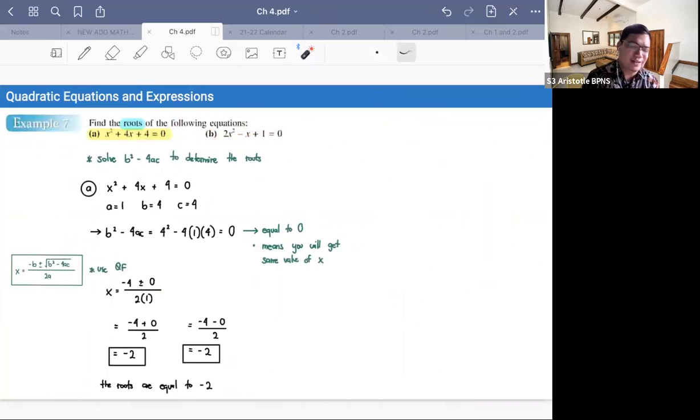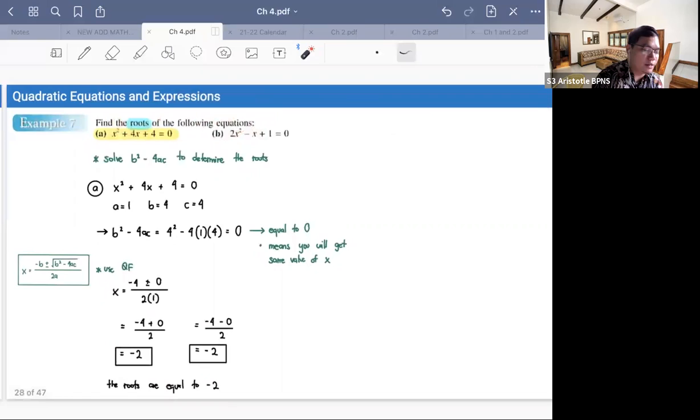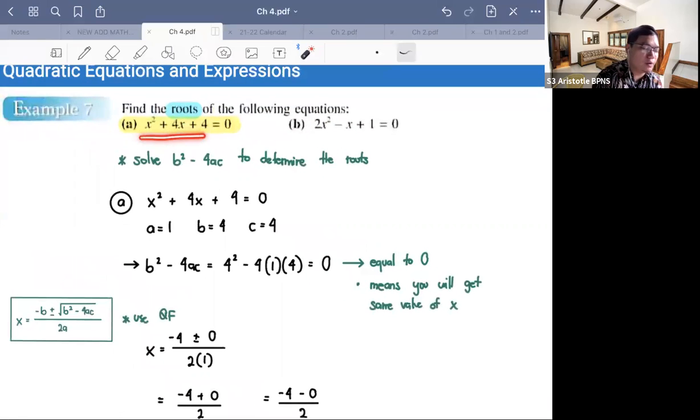For example number 7, we have two questions wherein we need to find the roots of the following equations. Again, when we say roots, those are the values of x. x is equal to what, and then x is equal to another number, right? So let's have letter A. For letter A, we have x squared plus 4x plus 4 equals 0.